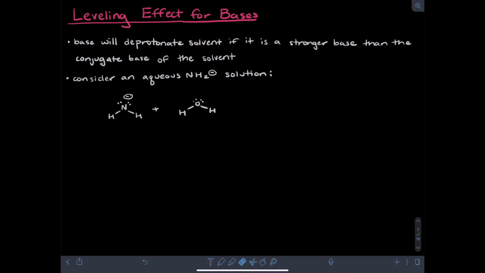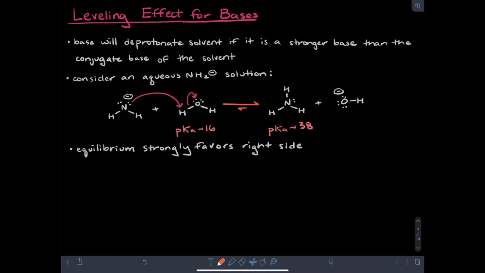NH2- is a strong base, and I'm going to consider it deprotonating water. This acid-base reaction would form NH3 and OH-, known as hydroxide. To predict which side of the equilibrium is favored, I'll compare the pKa of the acid, water, to the pKa of the conjugate acid, NH3. Based on these pKa values of 16 versus 38, my equilibrium is going to strongly favor the right side. So I'm going to redraw my equilibrium arrow facing longer to the right.